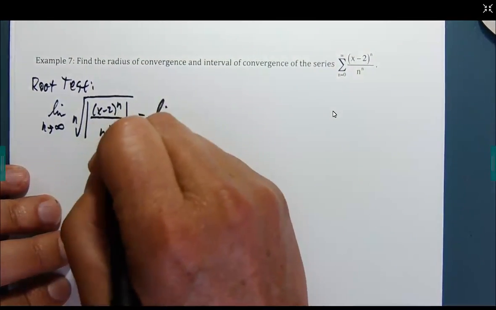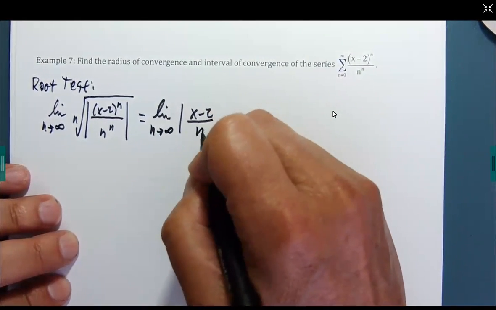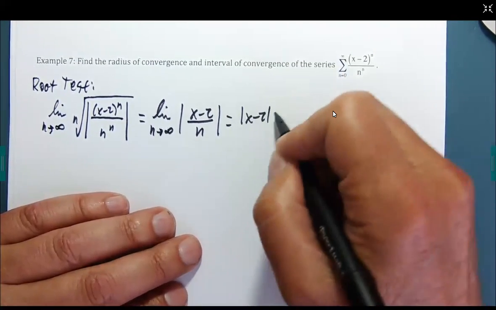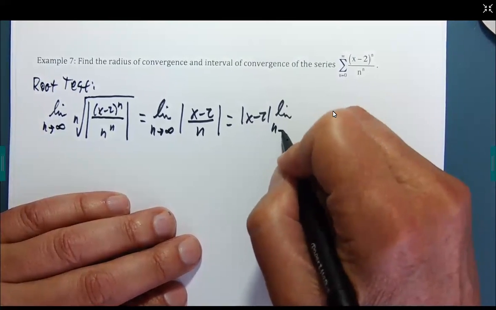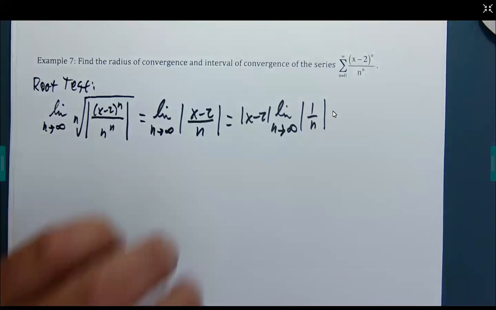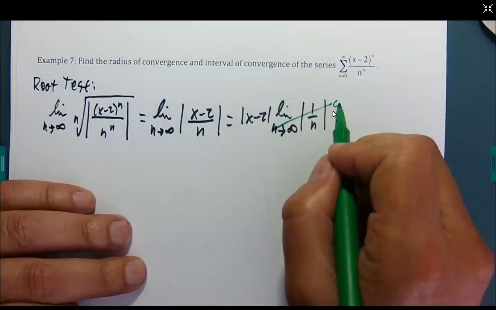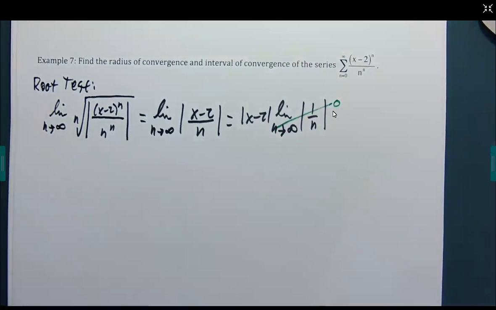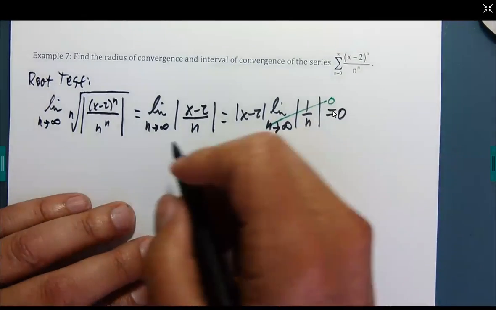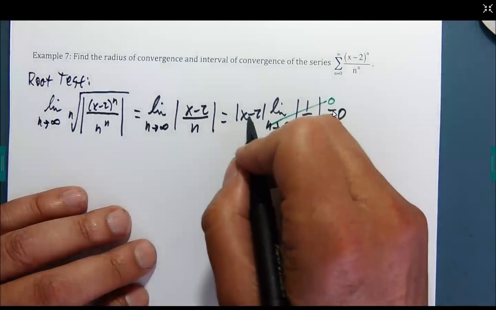And to the nth powers, all those n's go away. We just end up with the absolute value of x minus 2 over n, which is the absolute value of x minus 2 times the limit of 1 over n. As we all know, that limit goes to 0, which means this entire limit goes to 0, which is great for us. This means that all real numbers is going to be our values of x that we can use.